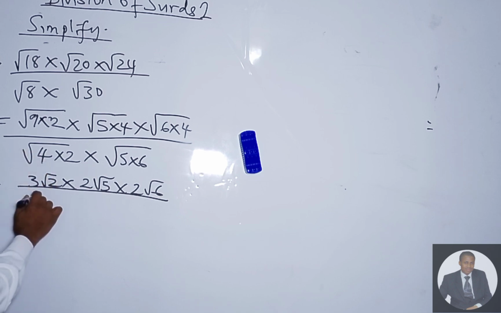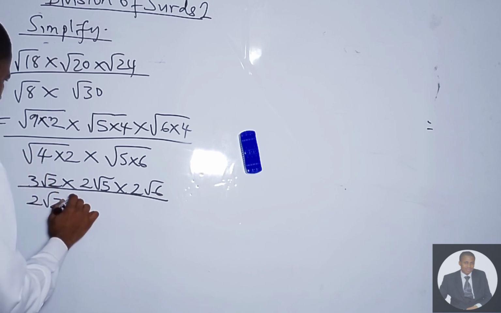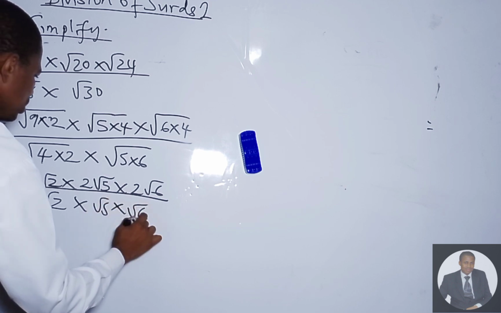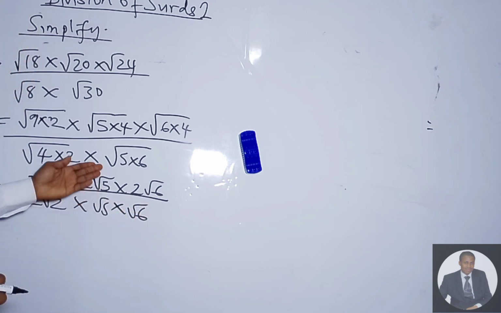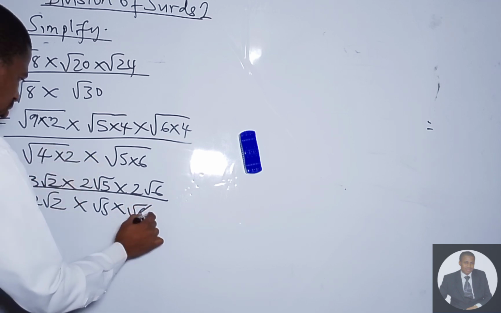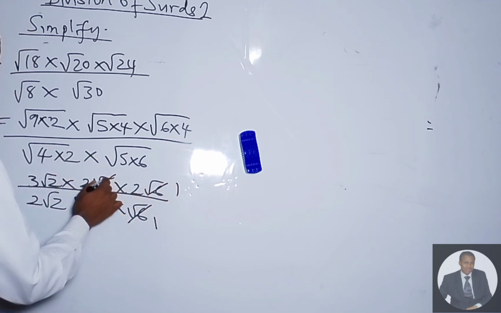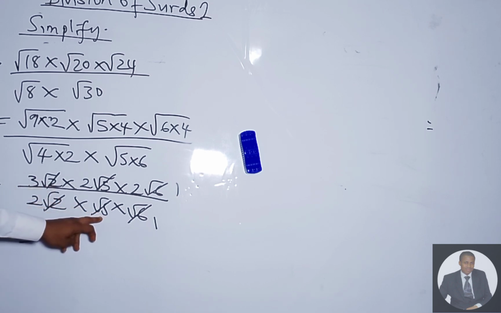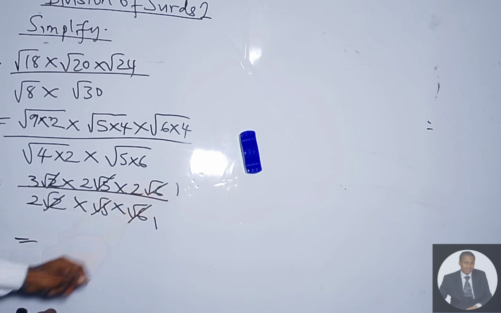The square root of 4 here is 2, root 2 times root 5 times root 6. So we can see some factors at the numerator and the same factors at the denominator. So we cut them. Root 6 we cut root 6, root 5 we cut root 5, root 2 we cut root 2. So what do we have here?